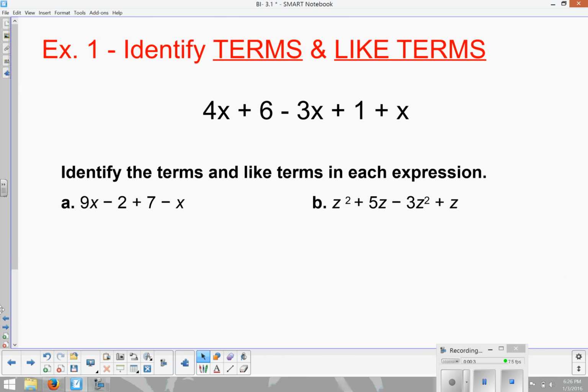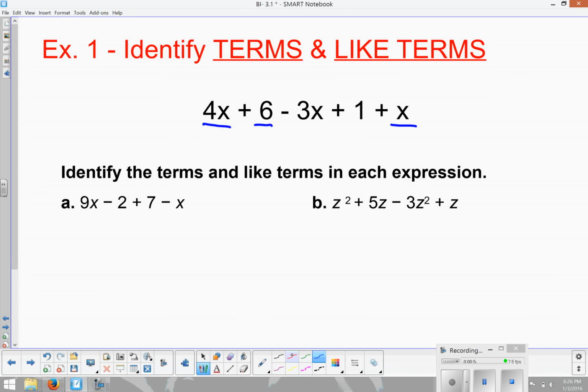Okay, in our first example we're going to identify terms and like terms. As a reminder, a term is any variable that you see. If you see a variable, that's a term. It could also be any variable with a number. That's also a term. And it could also be a simple number, a constant. That's also a term.